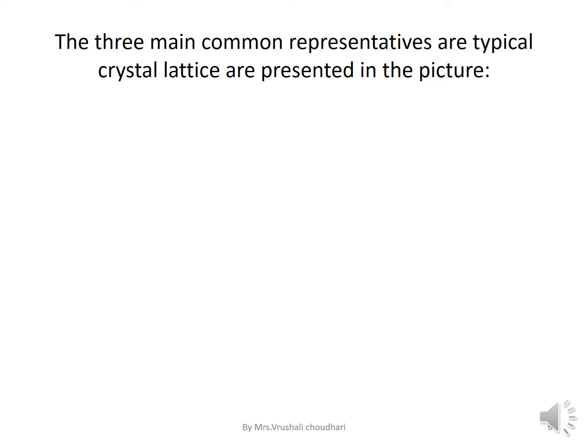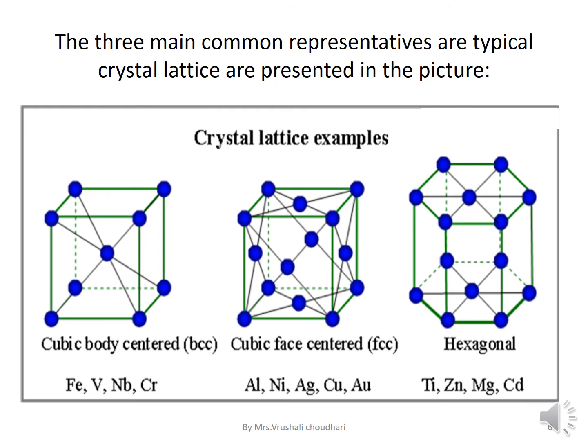There are a total of 14 types of crystal lattice. For our syllabus, we are going to learn basically 4 crystal lattices. First is the simple cubic crystal, which is rarely available; it is available in polonium. Then the body centered cubic, BCC, where one atom is present at the center of the cube. Face centered cubic, FCC: each face of the cube has one atom. Hexagonal: all are attached hexagonally, which is called the hexagonal crystal structure.